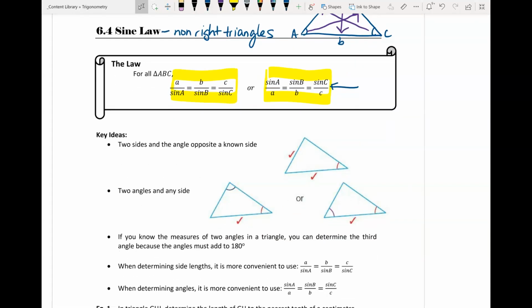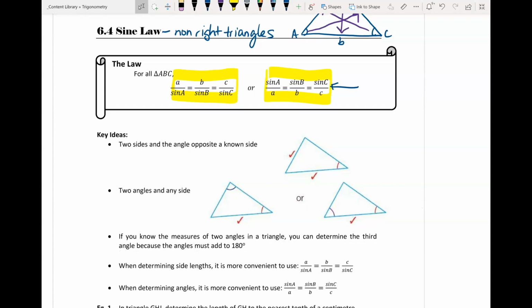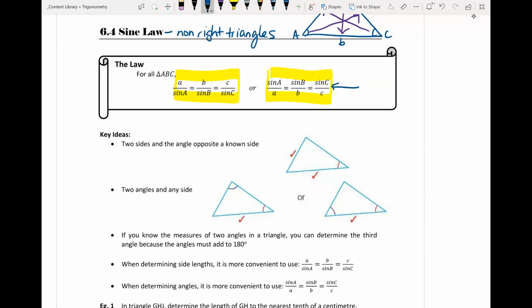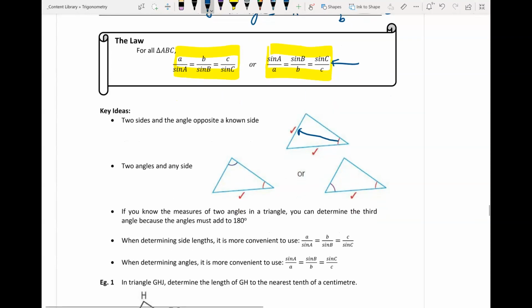Now, we only use the sine law for a specific type of question. If we know two sides and one angle that is directly across from one of those sides, then we can use the sine law. In other words, this is called side-side-angle, SSA. Whenever we see this in a triangle, we can use our sine law.